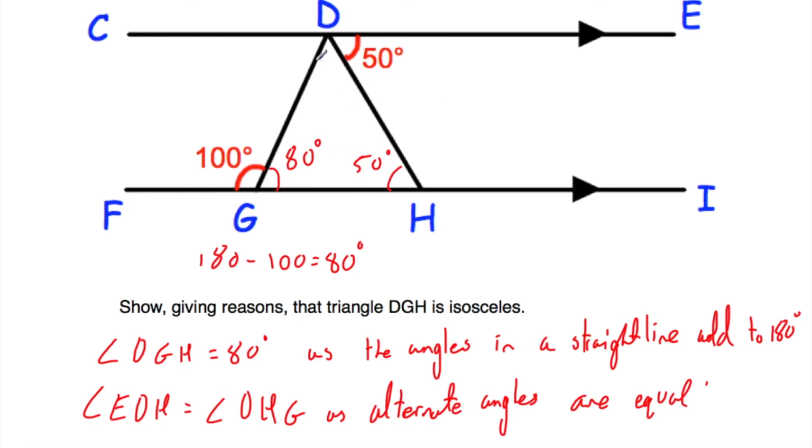Let's find the size of this angle here because the angles in a triangle will add together to be 180 degrees. So if we add these two angles together, 50 degrees plus 80 degrees, that's equal to 130 degrees. And then if we do 180 take away 130, that's equal to 50 degrees. So that means that this angle at the top, angle GDH, is equal to 50 degrees as the angles in a triangle add to 180 degrees. So let's write that.